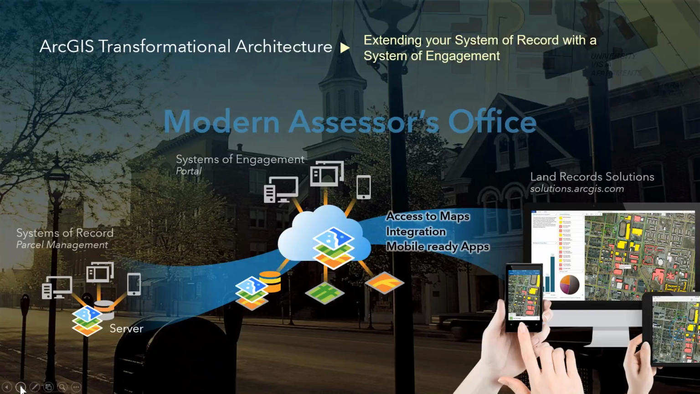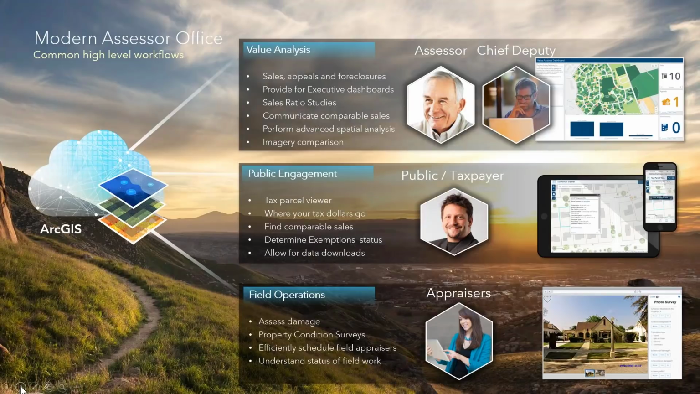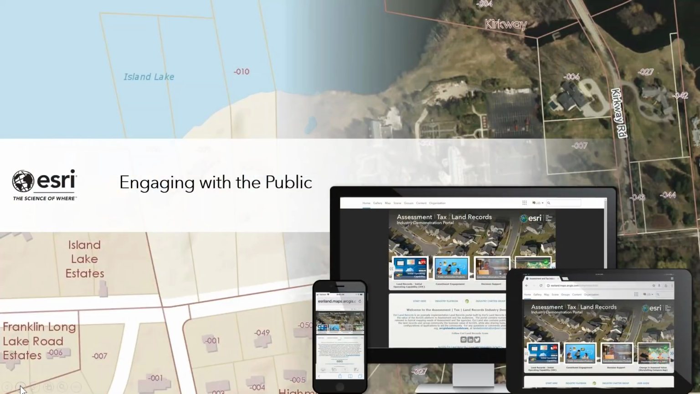So that is through either ArcGIS Online or Portal for ArcGIS, where we can start to leverage these different solutions to enable people to access maps, applications, different data sets. And the idea here is to make sure that this can be accessed on any device. So we have solutions that fit a large portion of the traditional workflows that we see in an assessor's office. And we have these broken down into a couple of different buckets. So organized into value analysis, public engagement, and field operations, and we have solutions to fit each one of those different use cases. But today, I want to focus specifically on engaging with the public and what that looks like.